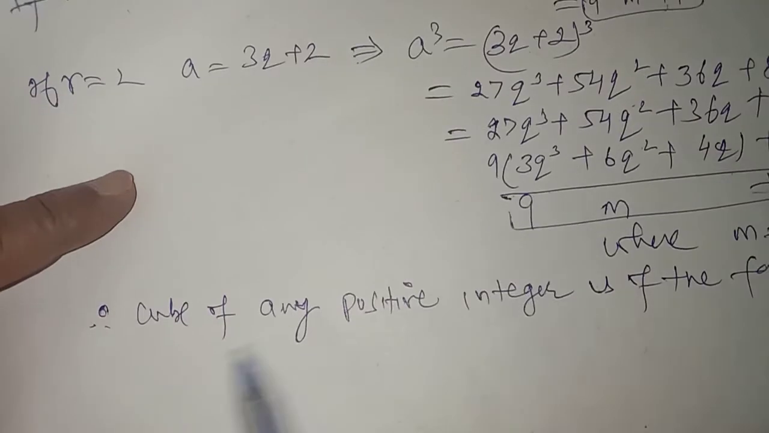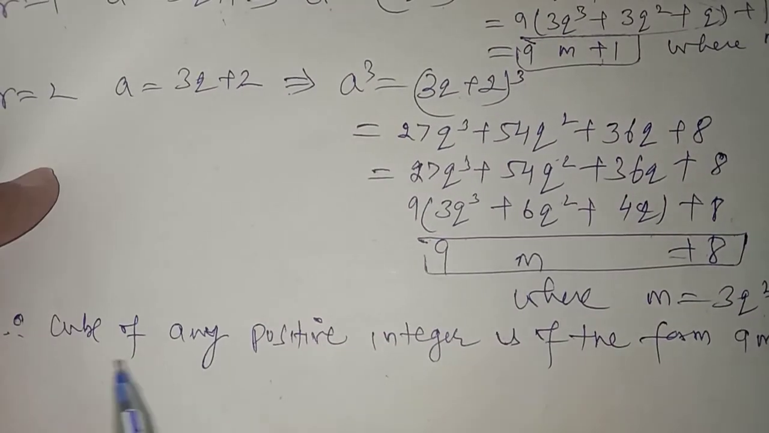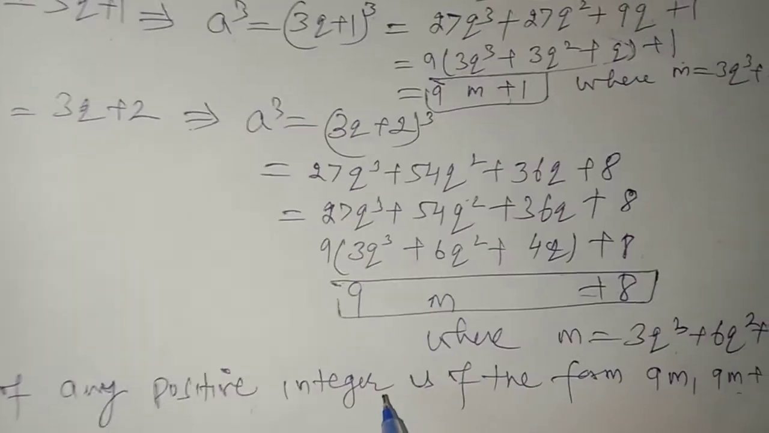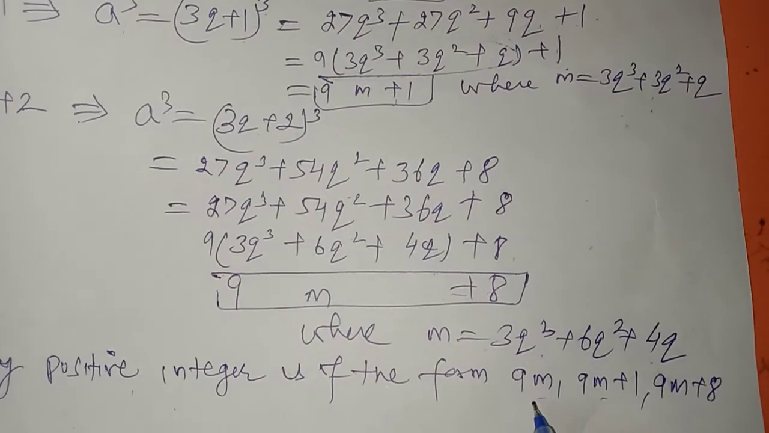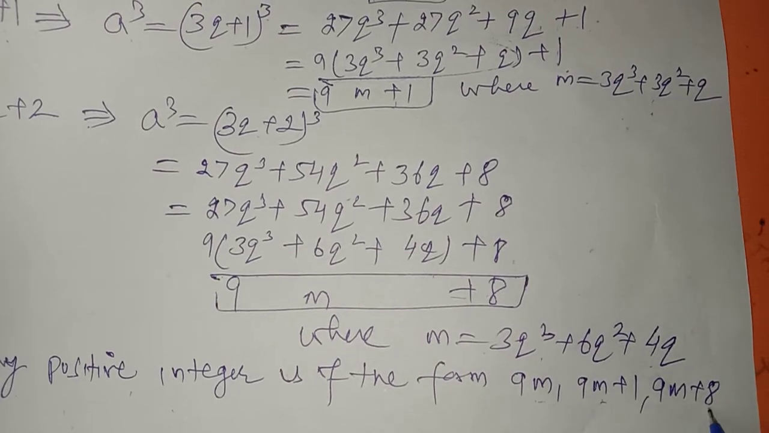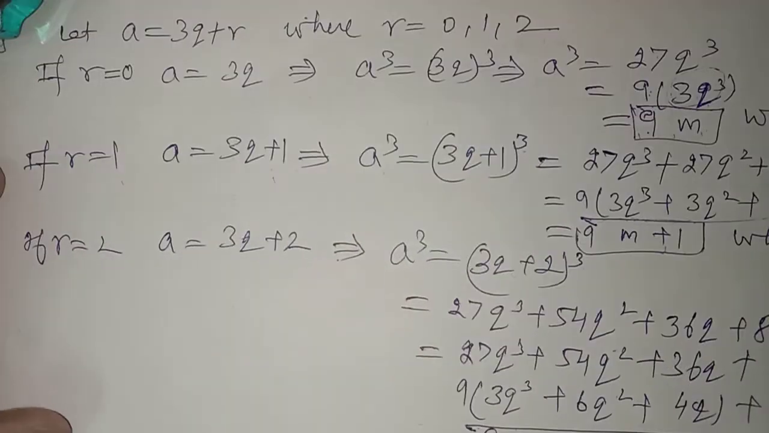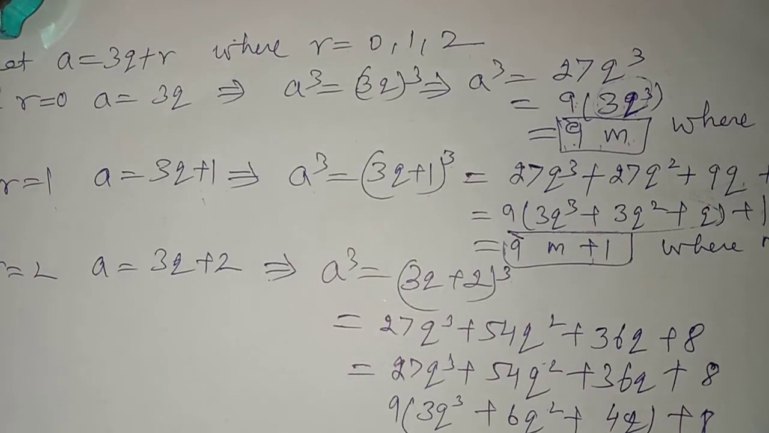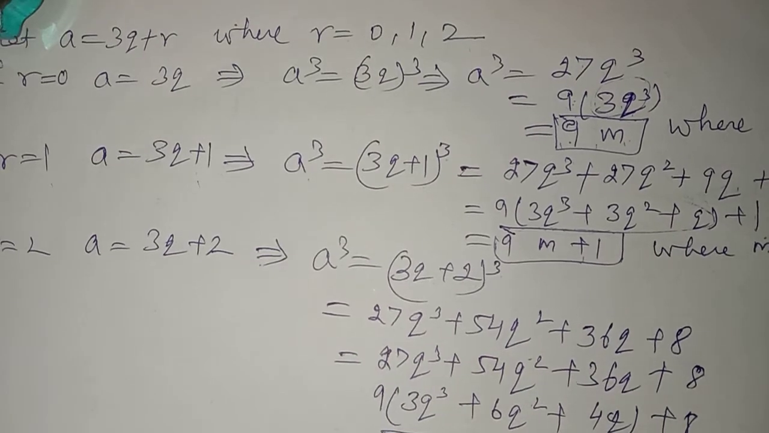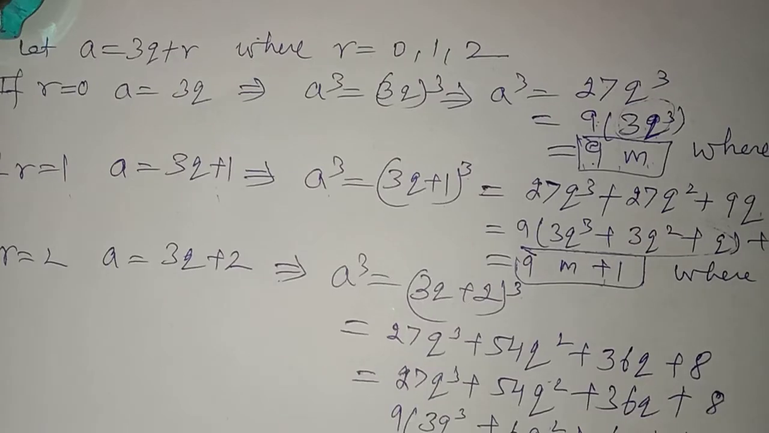At the end you have to write: therefore, the cube of any positive integer is of the form 9m, 9m plus 1 or 9m plus 8. So do these types of questions very carefully. You can do it 2 or 3 times because these are theoretical type questions and you should have a good hand on it. See this video 2 to 3 times, then you will be able to do it.